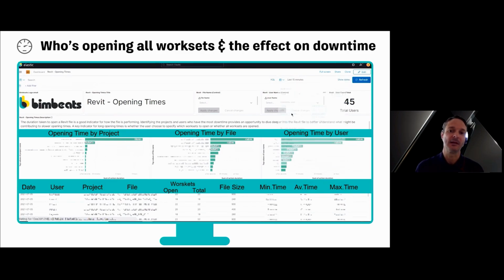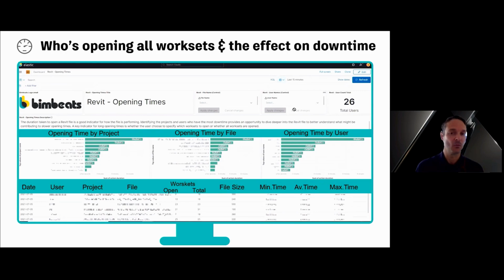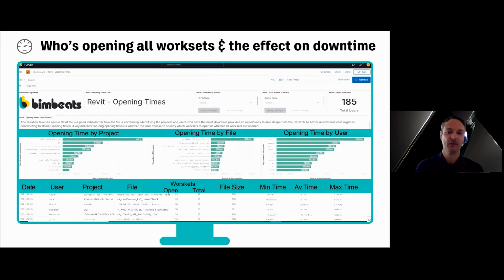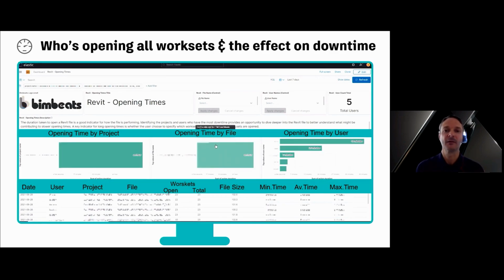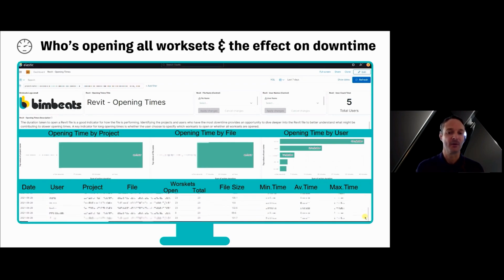And most importantly, which users are opening all work sets versus those that are being selective over their work sets. So the majority of cases when people were making this assumption or this claim that it was taking so long to open the model was because they were opening all those work sets. And then when we'd had a discussion with them around, well, what area are you working on in the model? We found out that the majority of times they would only need to open up maybe 7 or 8 work sets in this particular example rather than all 23.